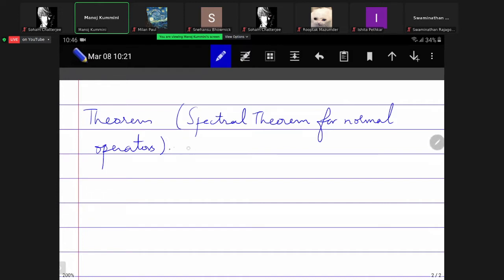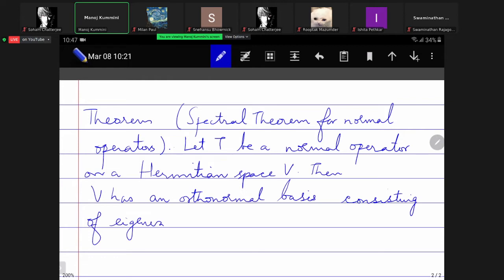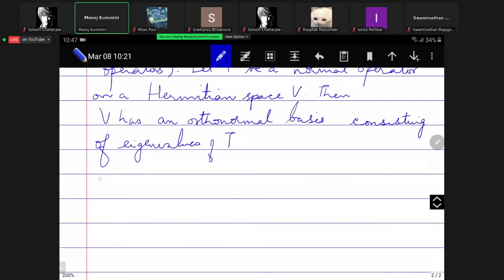So here is the thing. Let T be a normal operator on a Hermitian space V. Then V has an orthonormal basis consisting of eigenvectors of T.